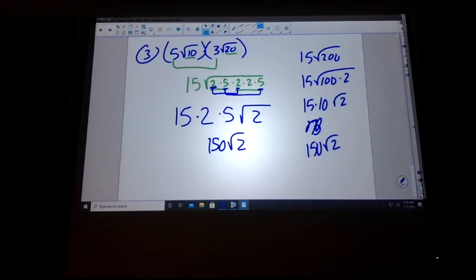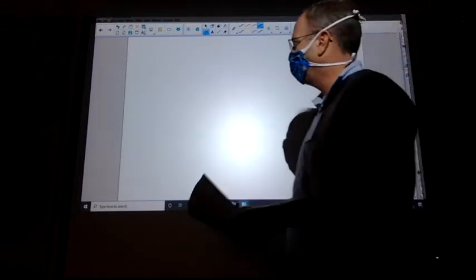The reason I broke this down is we are eventually going to get to a point where we have 3rd roots, 4th roots, 5th roots, and it becomes really easy if you break it down to the prime components. But if you see it this way as well, I'm not going to take points off if you do it one way or the other. Okay? All right, so that's problem number 3. Problem number 4.